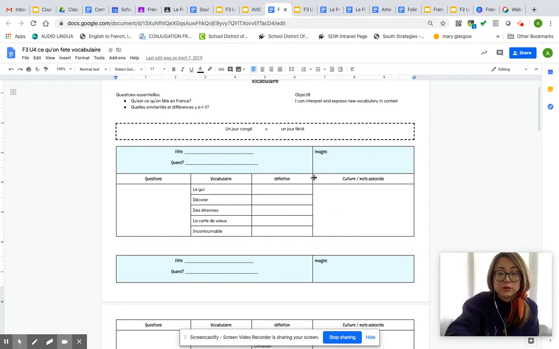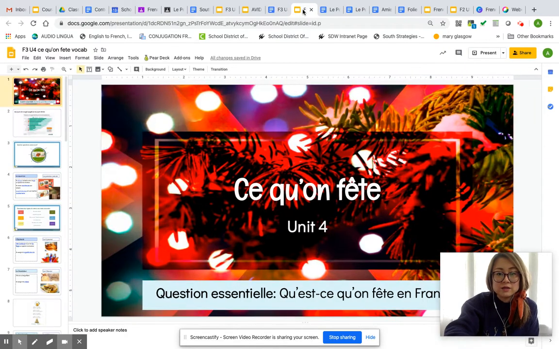So in the blue, for each holiday, you'll put the name of the holiday and also when it happens. So I'll talk about that in the presentation. And then you can put down images. So again, you're relating it to your prior knowledge and you're making connections as you are taking the notes. All right, so we are going to get started here.